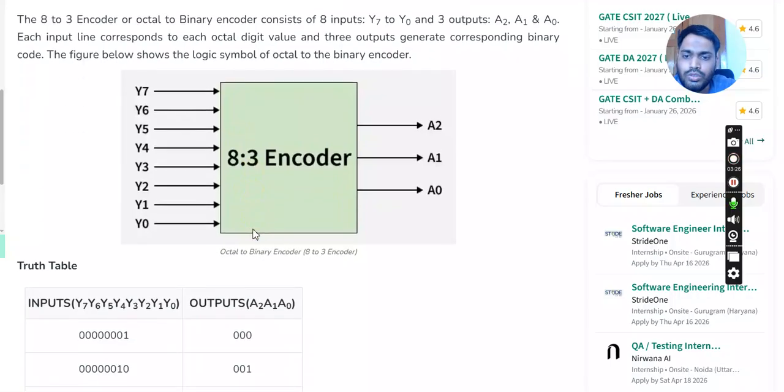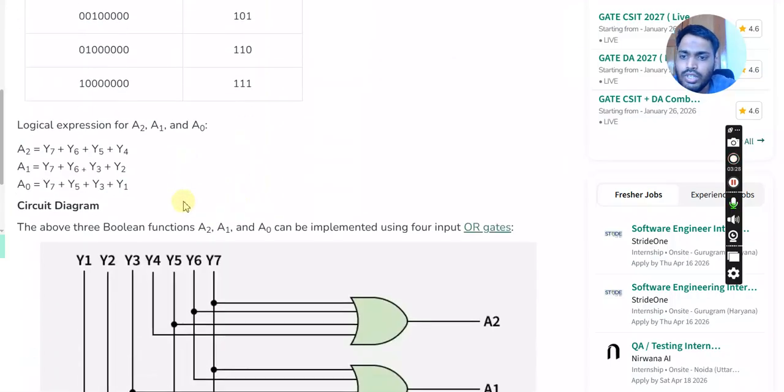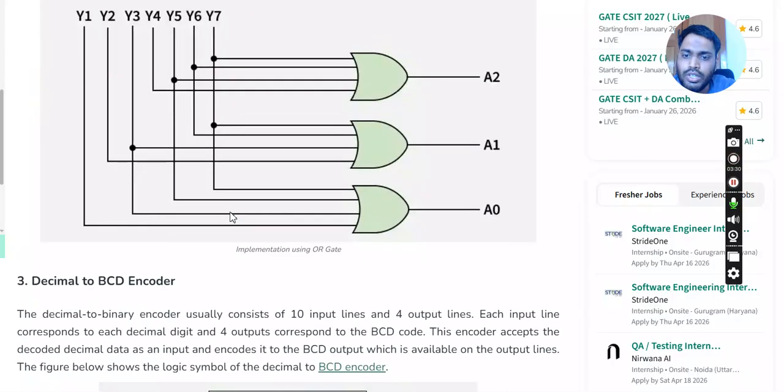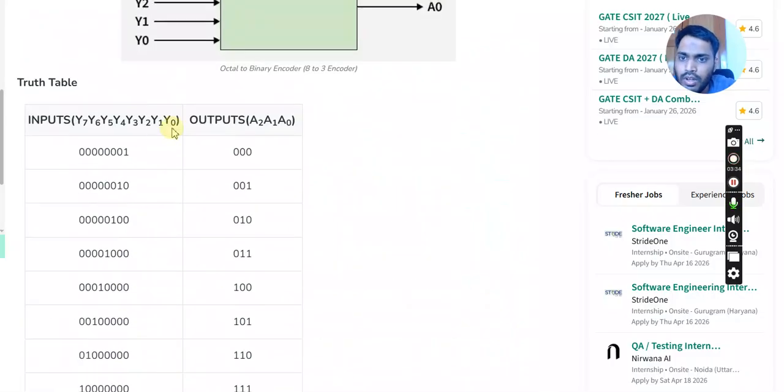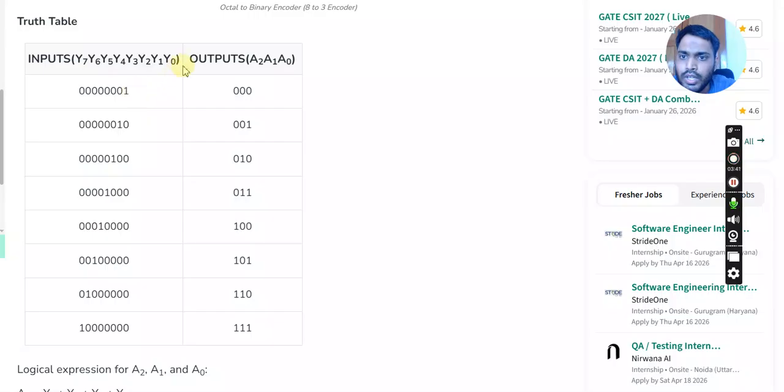Similarly, we have the 8:3 encoder, and we will follow the same rule for the 8:3 encoder as well. In an 8:3 encoder, we have Y0, Y1, Y2, Y3, Y4 up to Y7, and outputs A0, A1, A2. So first we take Y0, we take Y1, we take Y2, Y3, Y4, Y5, Y6 and Y7.